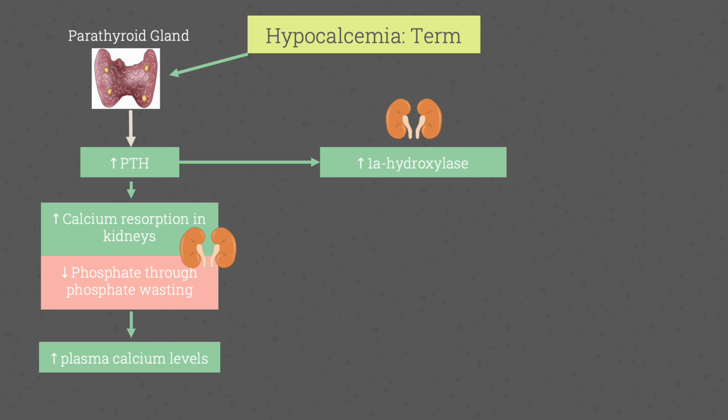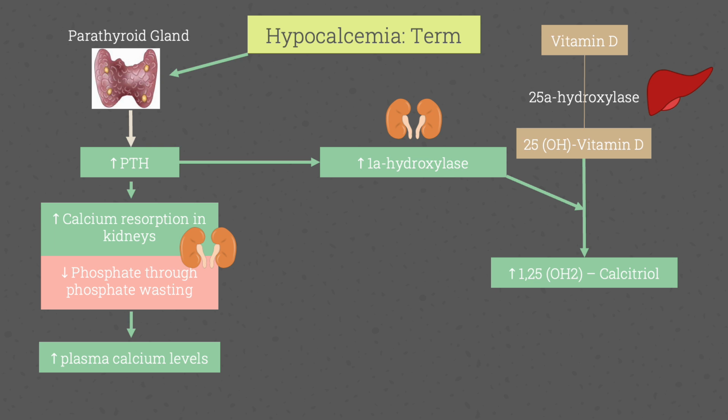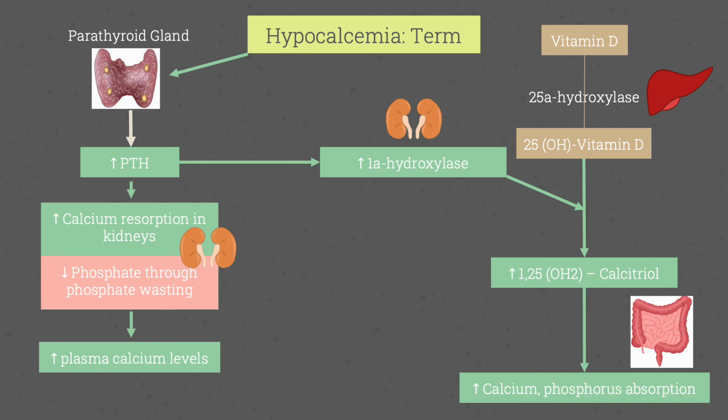PTH also is going to increase that 1-alpha hydroxylase that we've talked about, which is the enzyme that converts inactive vitamin D into active vitamin D. What active vitamin D does is help to improve the absorption of calcium and phosphate in the intestines. So through increased calcium in the kidneys, as well as increased calcium and phosphate in the intestines, we have a great environment for continued bone growth in a term infant.